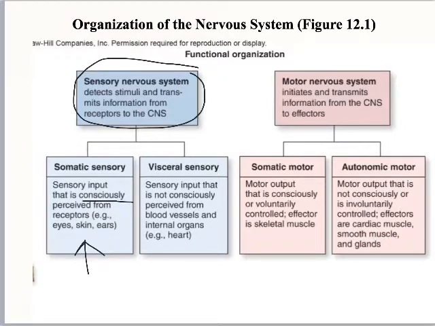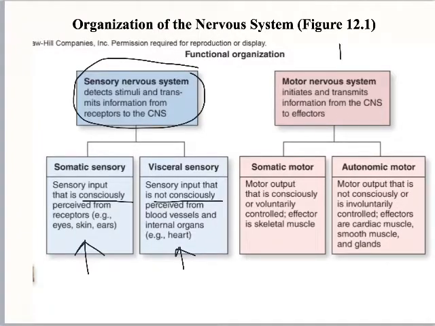Okay, so we understand that it's going on. Visceral sensory is things that are coming from your heart, from your lungs, from your blood vessels. So you are not conscious of it happening. So it's not consciously perceived. So it's autonomic. It's going to happen without you thinking about it.